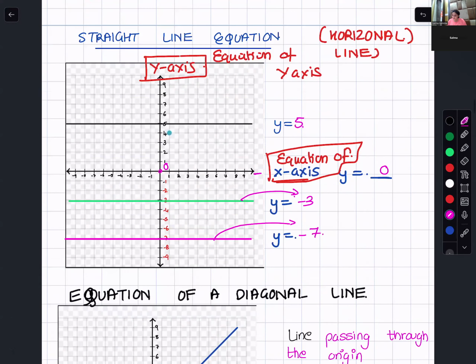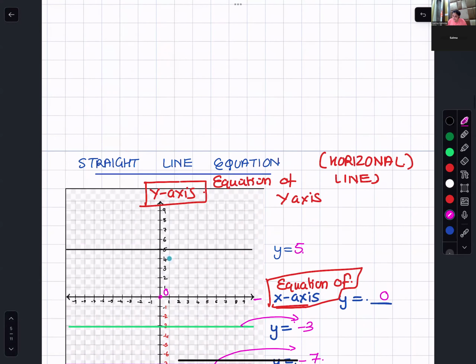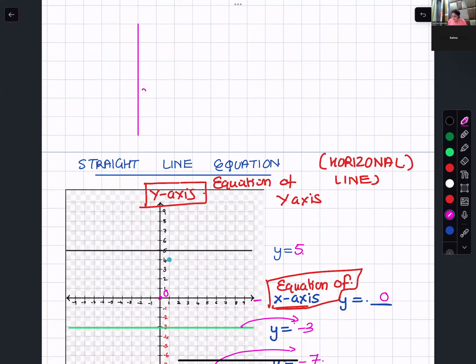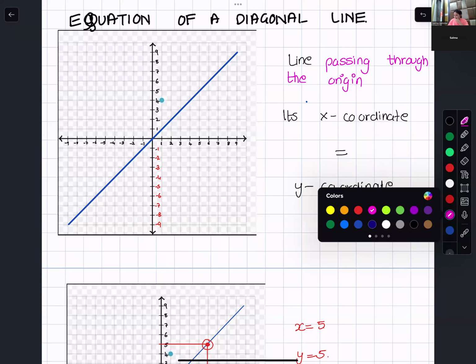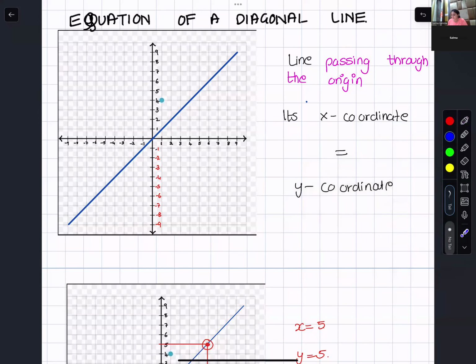So we said that the equation of a line that is vertical is x is equal to something. The equation of a line that is horizontal is y is equal to something. Now let's talk about the equation of a diagonal line.